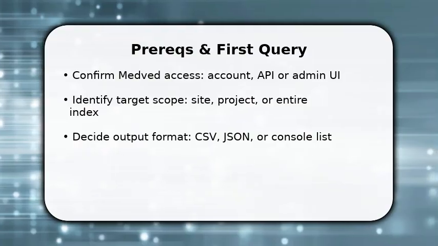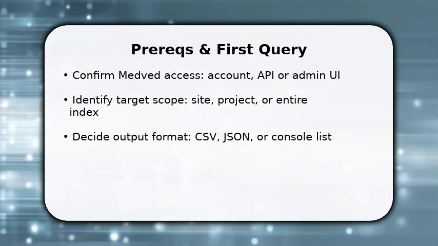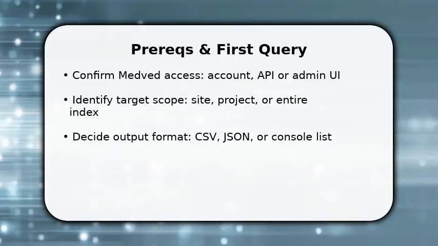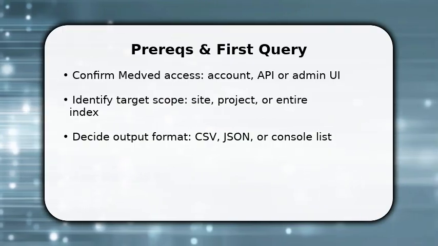You have access and a clear scope. Start now by picking the fastest entry. Open Medved's UI or call its API endpoint. Authenticate with your token, then run a lightweight query that returns page identifiers only.